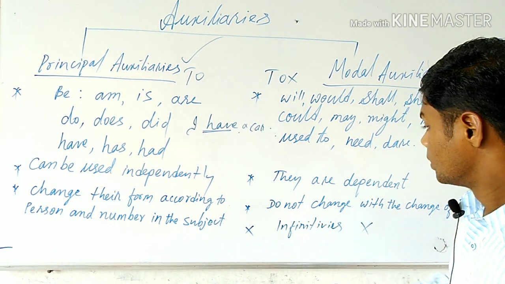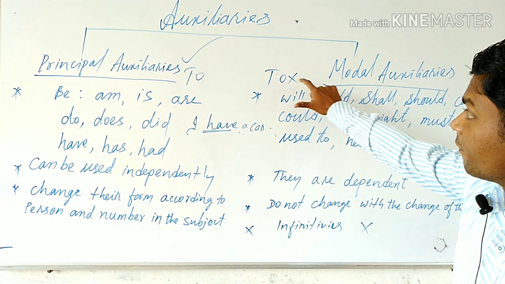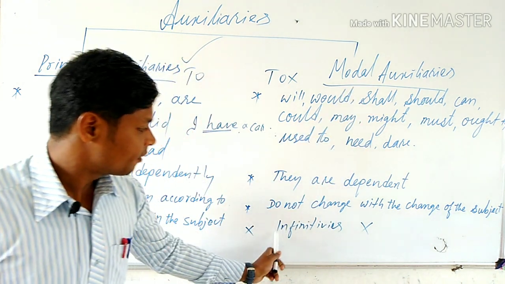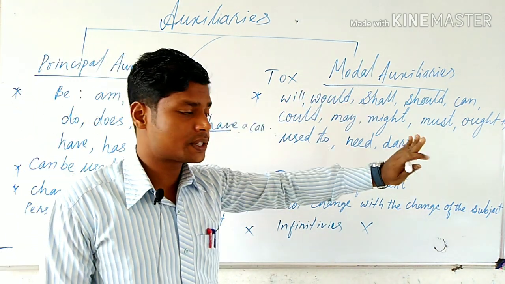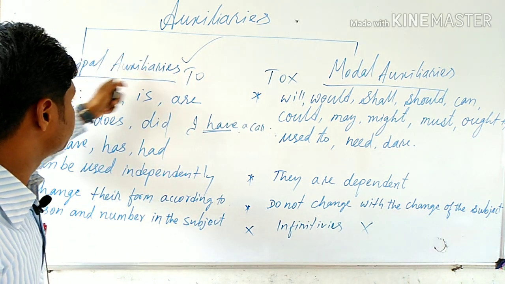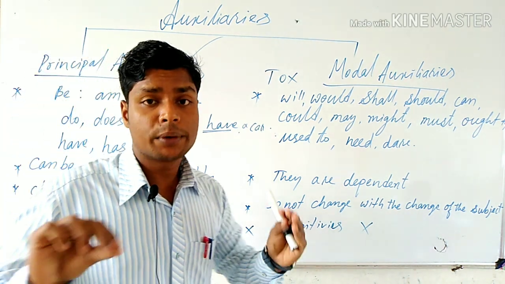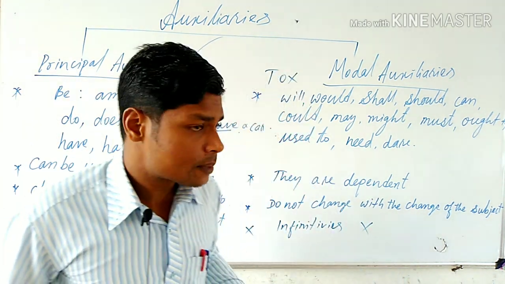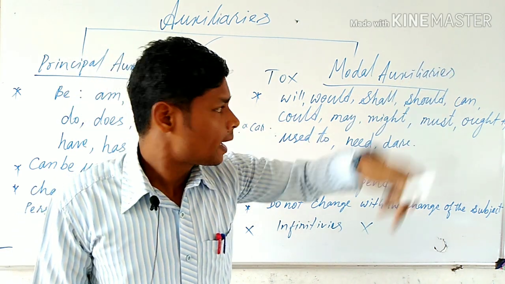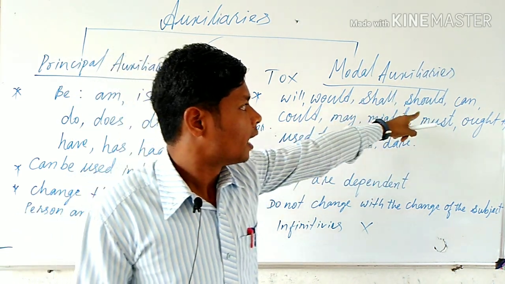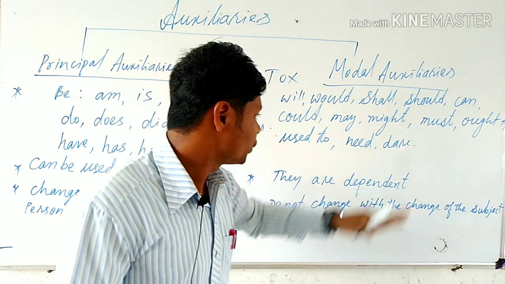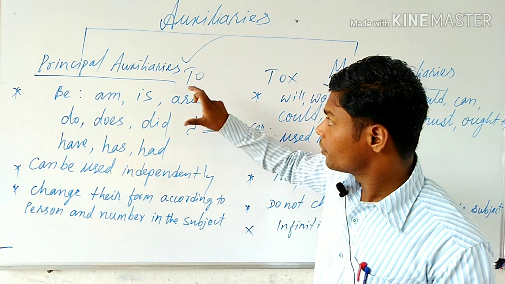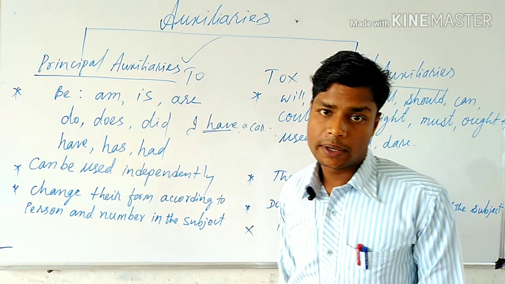And another rule is that we cannot use the infinitive to with modal auxiliaries, whereas we can use the infinitive to with the principal auxiliaries. Thus we say I want to be a doctor. So thus we cannot say I want to build, I want to put, I want to shop, I want to shoot, I want to can. So we cannot use an infinitive with the modal auxiliaries, whereas we can use an infinitive with the principal auxiliaries.